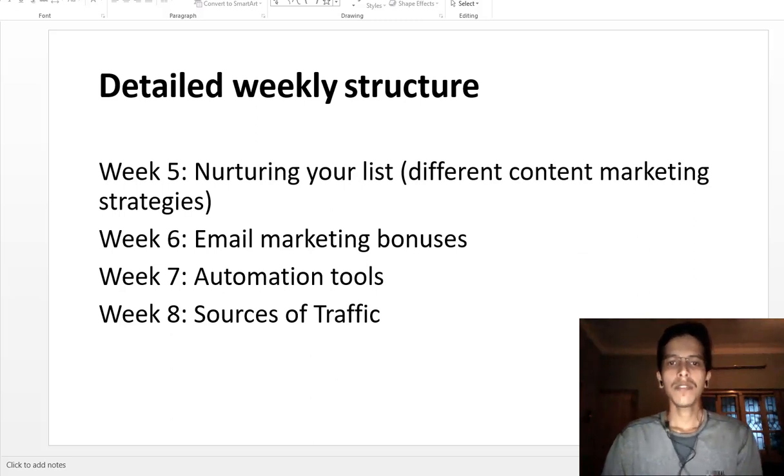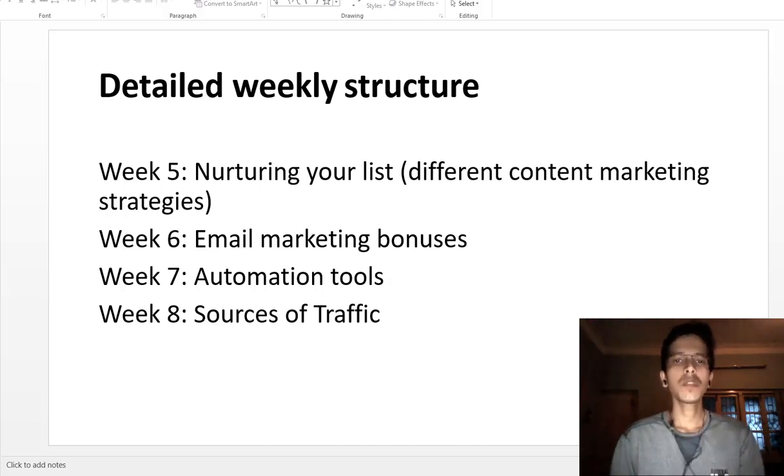Next is week 5, nurturing your list. If you have a lot of list in your email marketing software, we'll use many tools for this. So I'll let you know which tools I'm going to use. Mainly free tools as well as paid also. So whatever suits you the best. So week 5 is going to be nurturing your list. So different content marketing strategies. What are the different content ways you can provide support to your list?